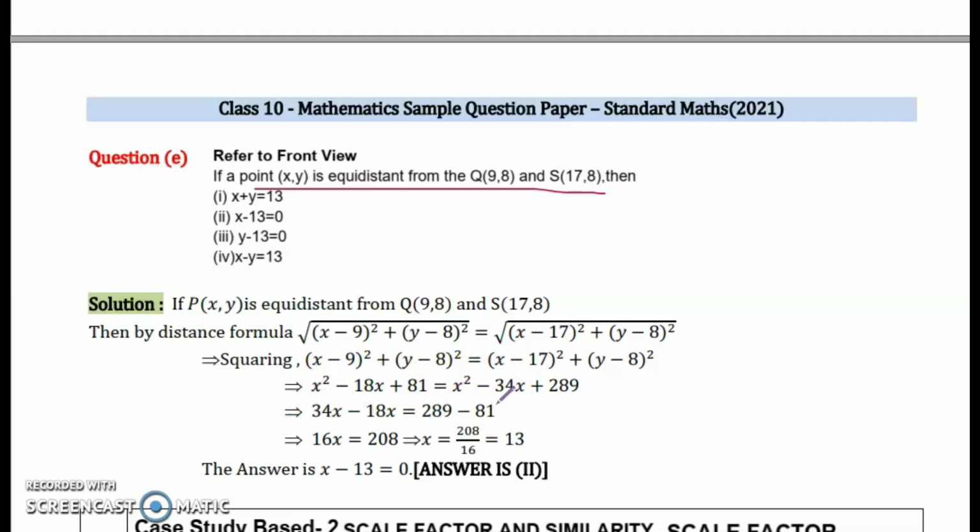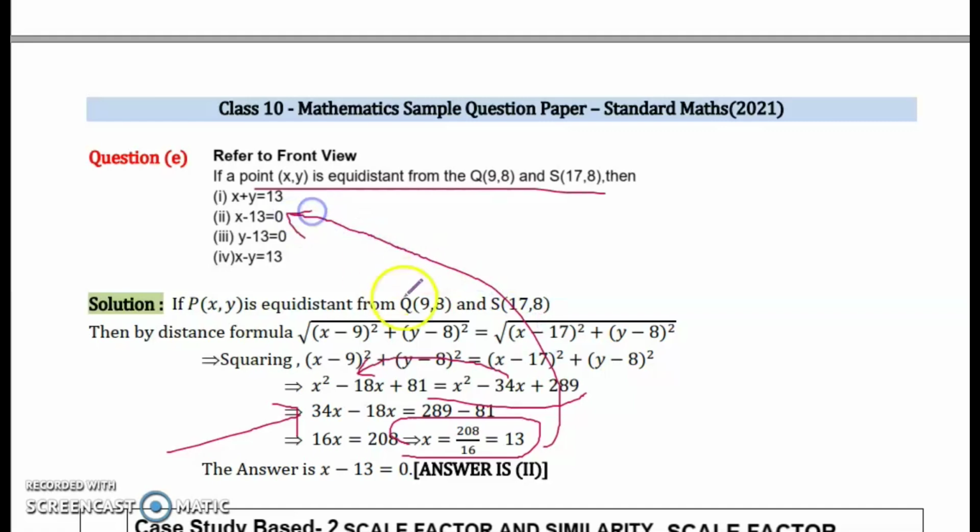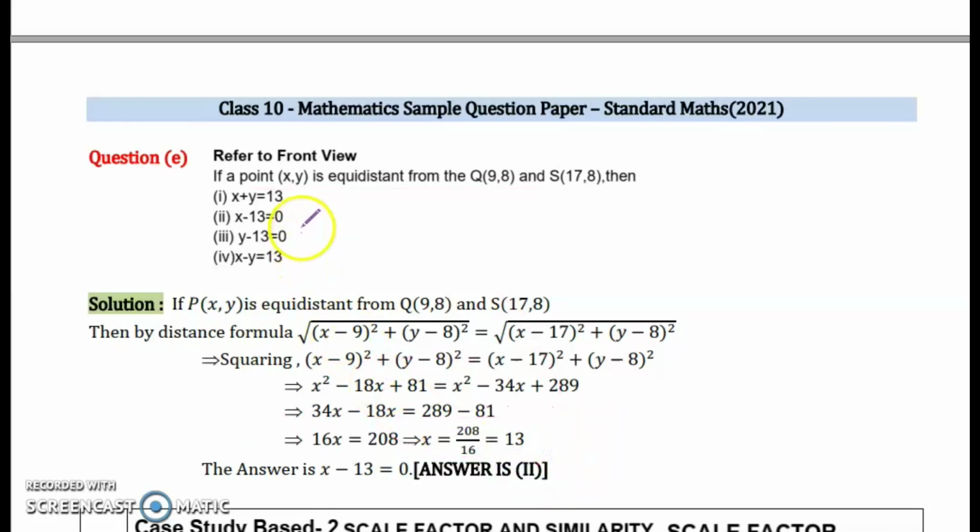Rearrange the terms here. I am bringing x to one side and the constants to the other side. That means 34x minus 18x is equal to 289 minus 81. When you subtract, I get x is equal to 13. Therefore, x is equal to 13 means what? x minus 13 equal to 0. x minus 13 equal to 0 corresponds to the second option. Therefore, what is the correct option here? Option 2 is the correct answer according to the given problem.